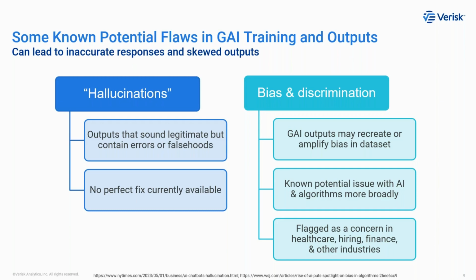And there's no perfect fix currently available for these so-called hallucinations. Some GAI creators are trying to hard code certain checks and balances into the GAI to reduce the chance of incorrect outputs. But right now, there's no solution that can catch everything.